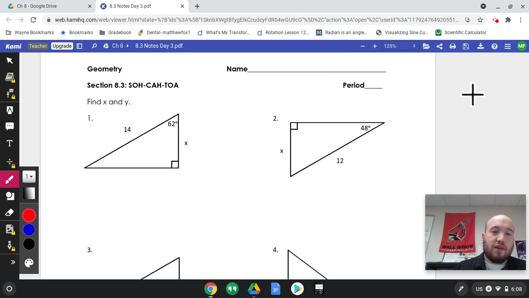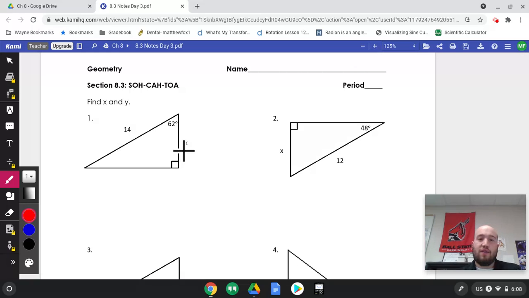Hey, good morning. Today we're going to continue practicing with SOHCAHTOA. Okay, we're probably not going to do all the problems on here, but we're going to do quite a few. Just get a little practice, get better at it. Then there will be a Delta Math assignment where we practice this.